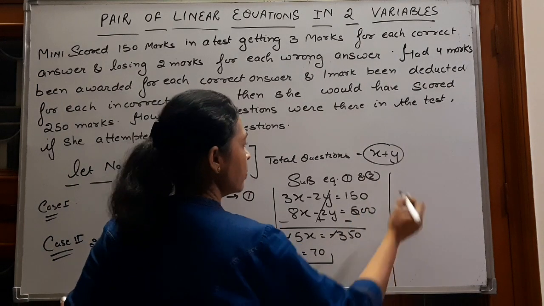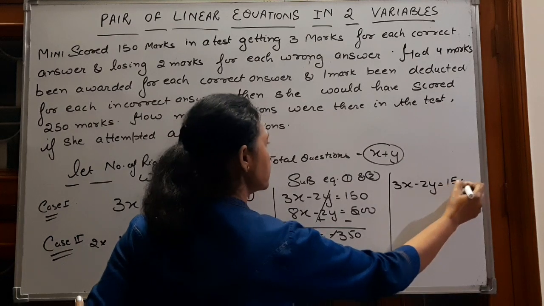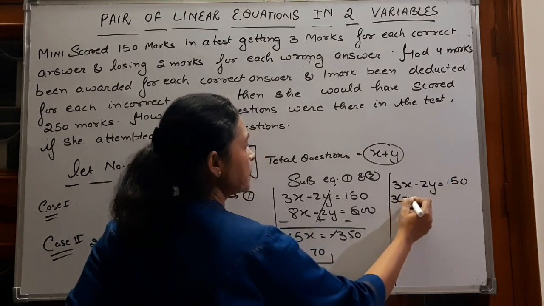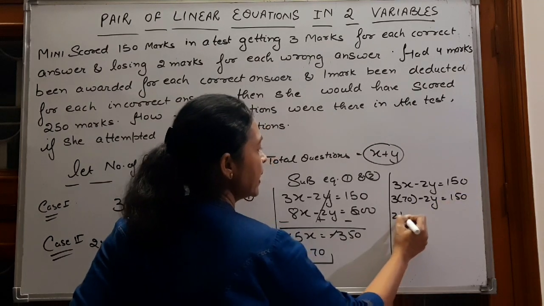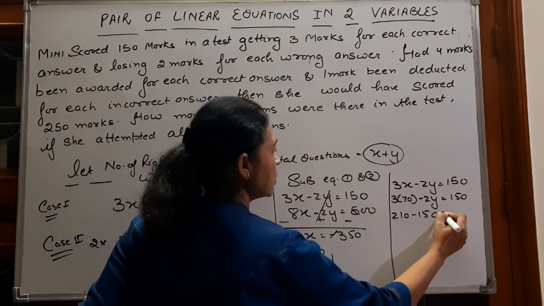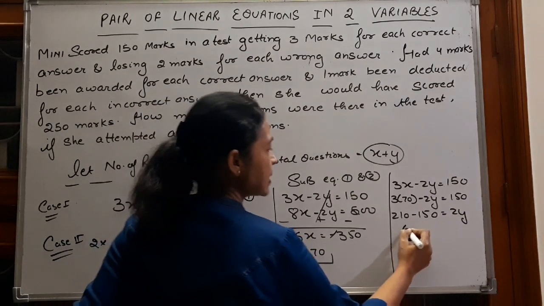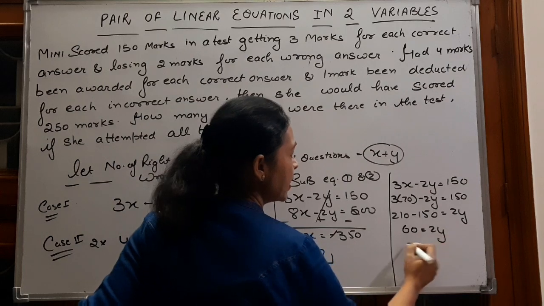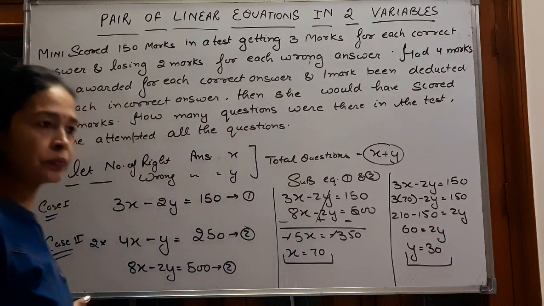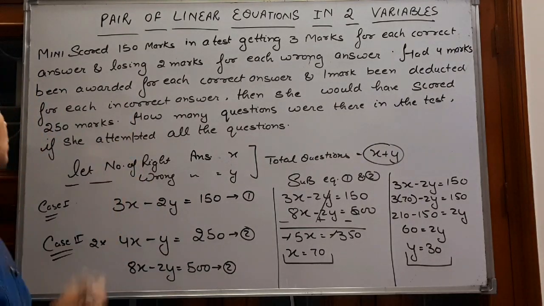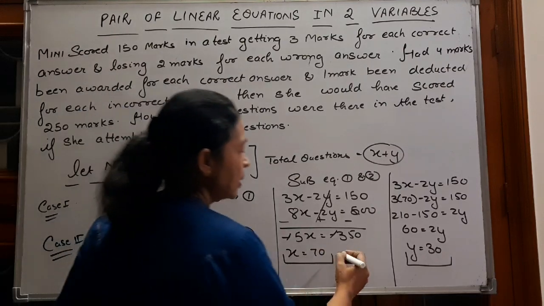Putting the value of x in, let equation 1, 3x minus 2y equals to 150. 3 into 70 minus 2y equals to 150. 210 minus 150 equals to 2y. 210 minus 150 is 60. 60 equals to 2y and y equals to 30. These are wrong answers.